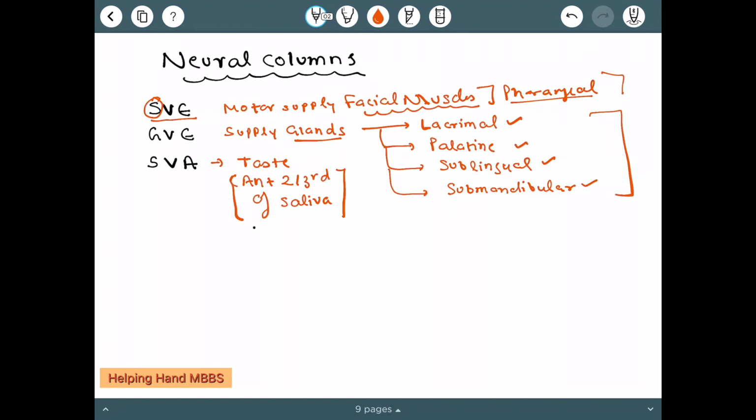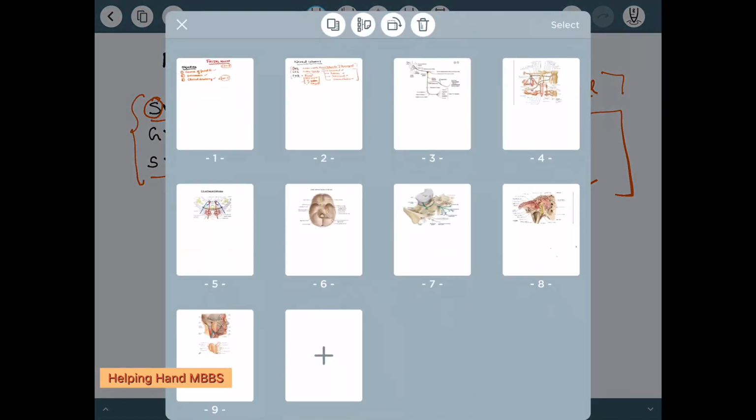While studying the course. And last, this is SVA, special visceral afferent. It carries the taste from anterior 2/3 of tongue, not saliva, sorry, tongue. Carries taste from anterior 2/3 of the tongue. So this is the basic knowledge you should know before seeing the course. So let us begin with the course.